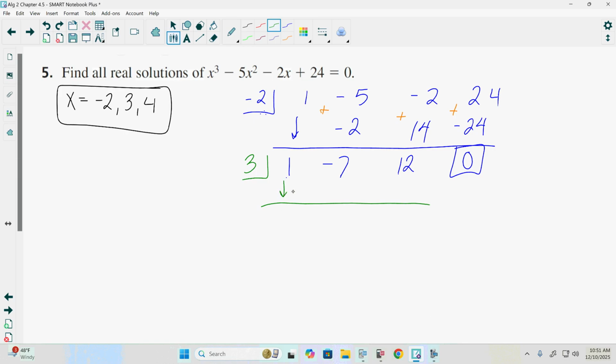We can do this again with 3. 3 times 1 is 3. -7 plus 3 is -4. 3 times -4 is -12. Add straight down, we do get 0. So it's telling us again, -2 and 3 are both solutions. Again, I don't have to do this because the graphing calculator already told us these are solutions. These are our values.